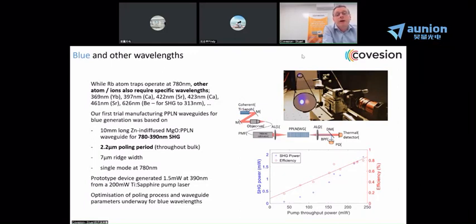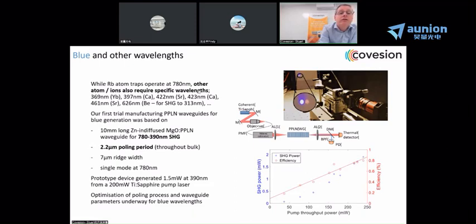generating short wavelength light for calcium ions as a frequency standard, and people are also interested in generating 422 nanometer light for strontium. What you have here is the first results of our waveguide designed to produce light at about 400 nanometers. In this case, we're having to go to narrower ridge width to ensure single mode operation. So we have a 7 micron ridge width, and we also have a much shorter poling period because the wavelength we are generating is much shorter.